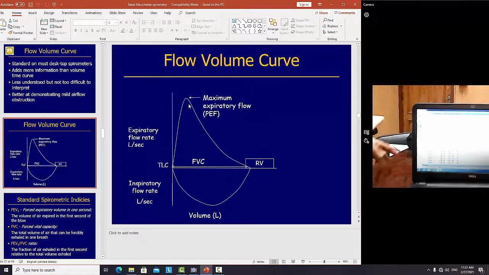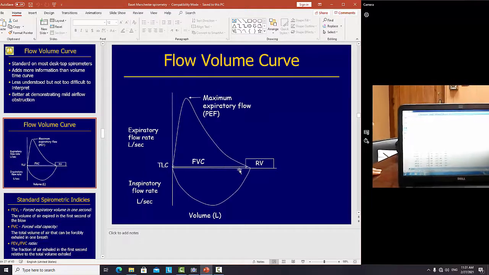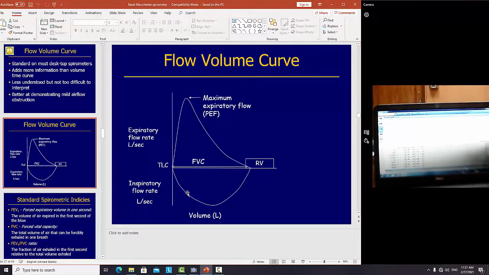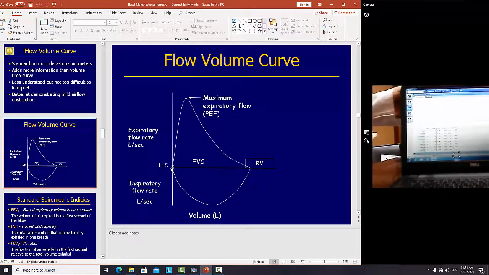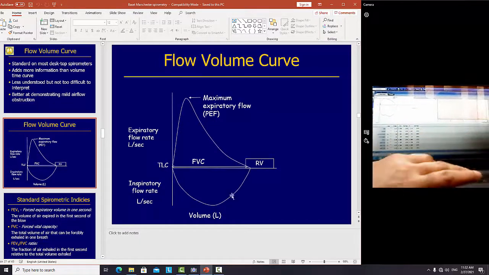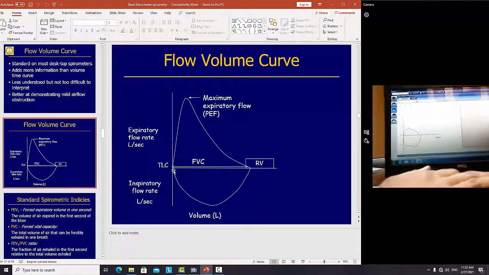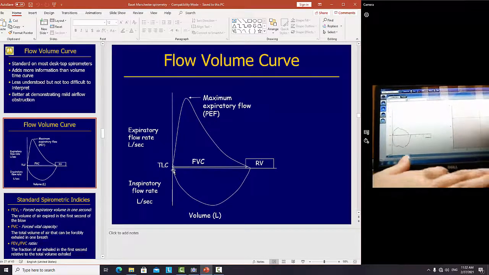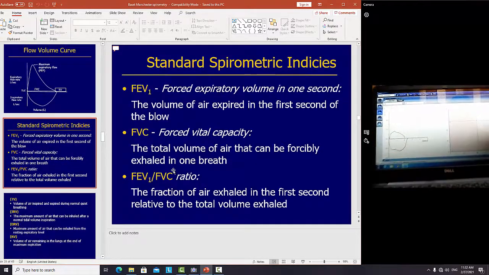But this expiratory part is named what? Flow volume curve. And this inspiratory part is also named a flow volume curve. But when these two curves cross each other like this, it is named what? Flow volume loop.